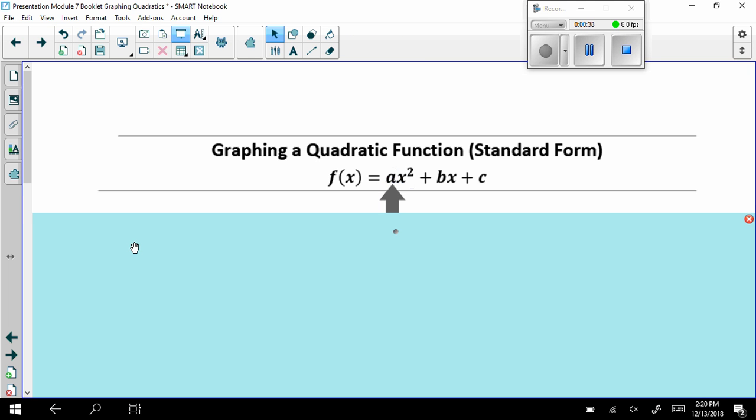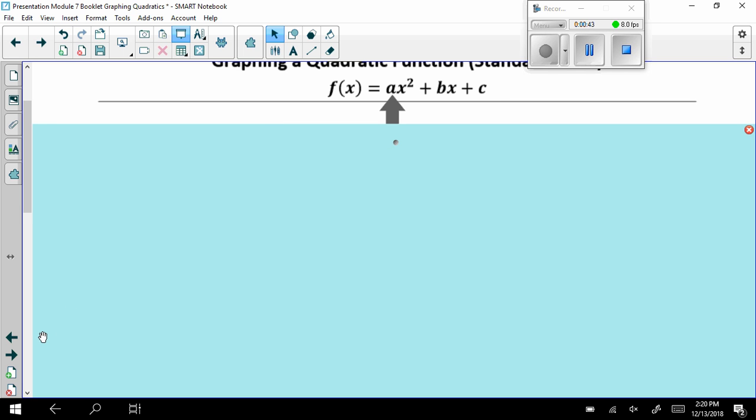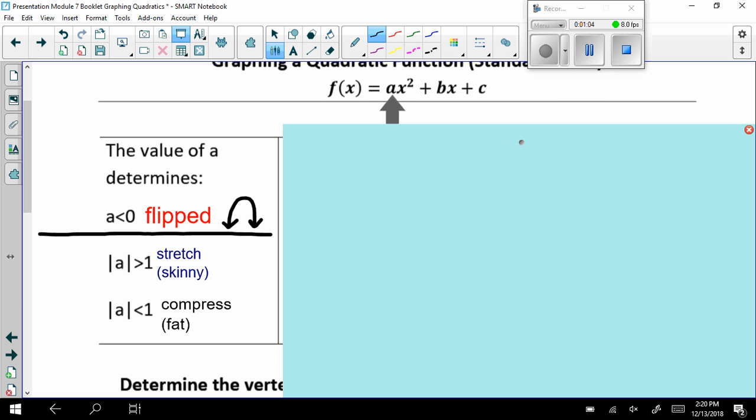Now what we're going to write down isn't going to make much sense to you here in the beginning, but as we look at more and more examples, it's going to become more and more clear. So the value of a determines for us the shape of the graph. It's always going to be a parabola, it's always going to be U-shaped, but if a is negative, so if a is less than 0, it's flipped, meaning that it opens down. An example would be a equals -2, or a equals -1/2.